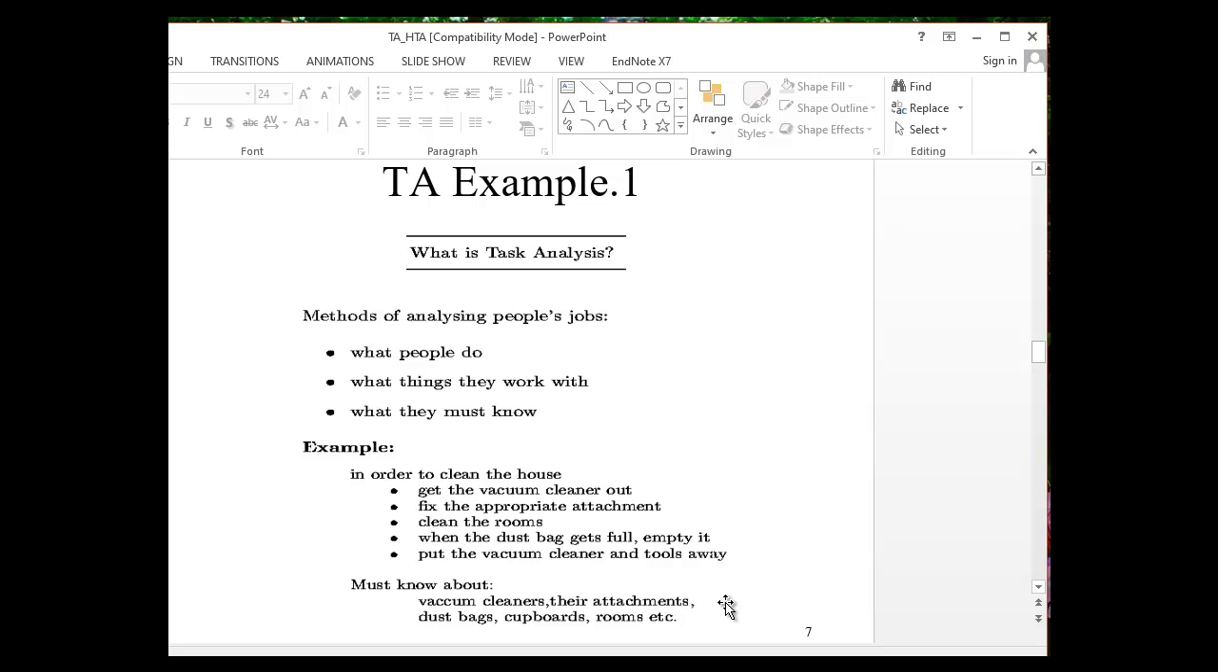If we do not attach or install each and every part of the vacuum cleaner, it will fail to perform its job. The vacuum will not be able to perform the job accurately or properly. And we must also know about the dust bag, cupboard and rooms, that these are the rooms we need to clean. So this is our task. We will also discuss another example, but I will give that example in your assignment. You will explain it in a way like this.